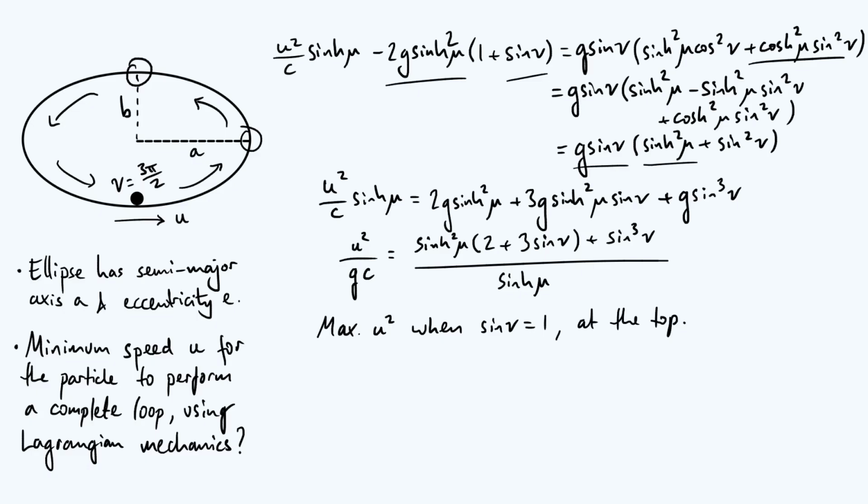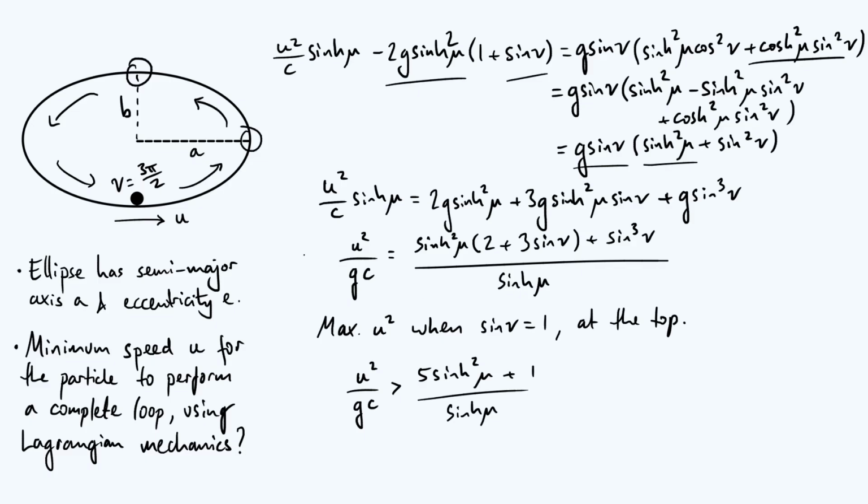So the idea is then if your u squared is any bigger than it is when sine nu is equal to 1, then you'll definitely make it all the way around. And so we come up with this condition for a complete loop, which is u squared over gc is bigger than, if we plug in sine nu is 1, 2 plus 3 times 1 is 5. So you get 5 sine squared of mu, and then just plus 1 from this 1 cubed, and then all divided by sine of mu.